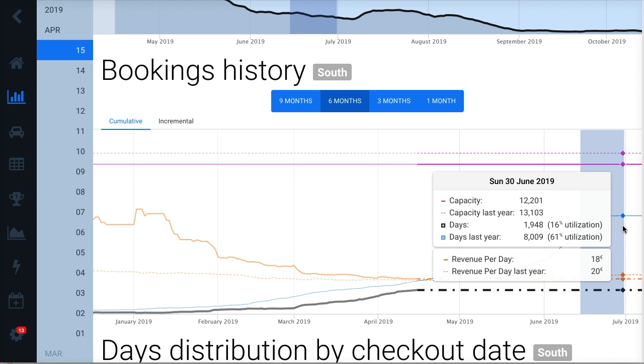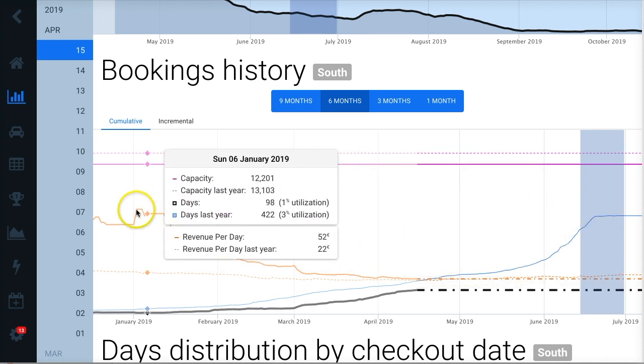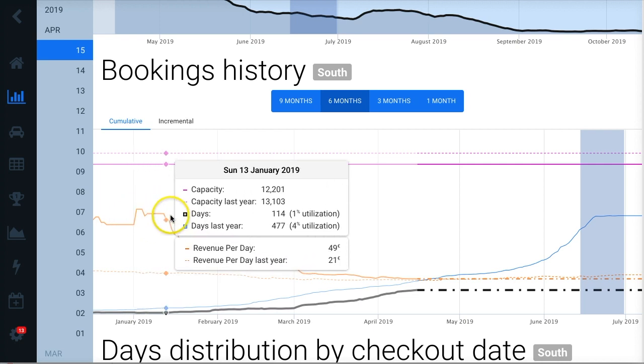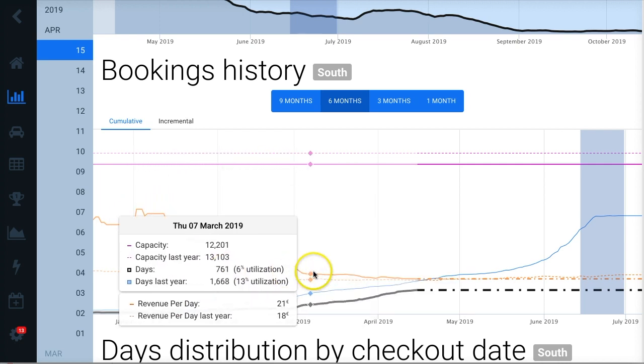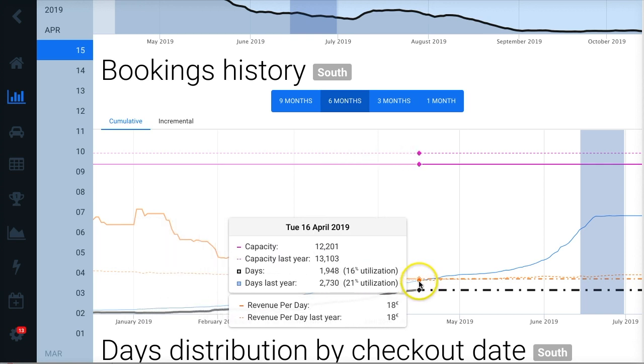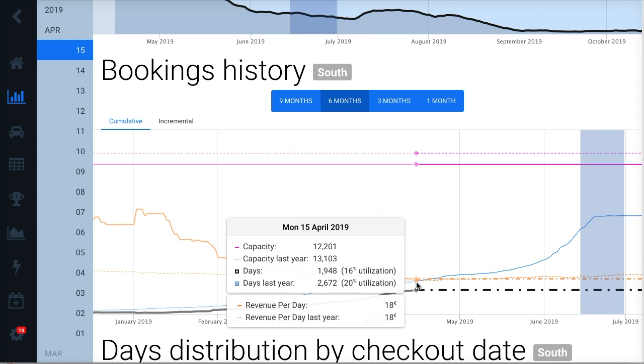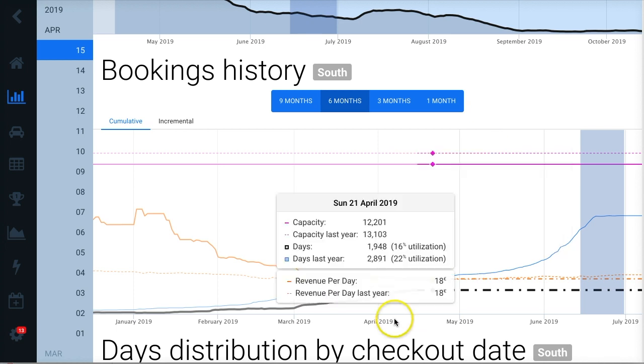We can check again that the period we are looking at is from the 15th till early July. We have also drawn the evolution of the RPD for last year and for this year. The orange bold is this year, the orange dotted line is last year. Right now, I'm currently at 16% utilization versus 20% last year, and we have the same RPD.